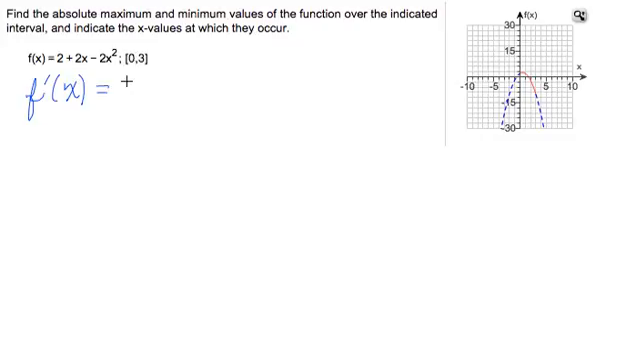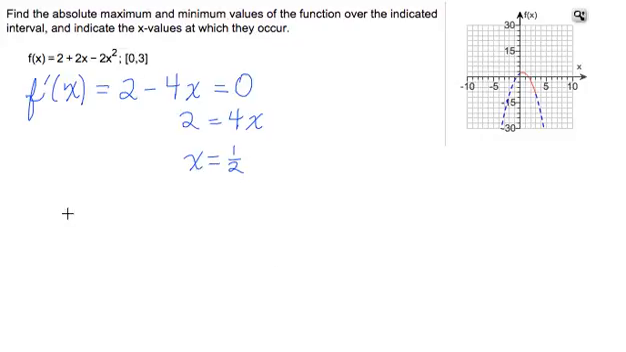Okay, so first we need the derivative. It's going to be 2 minus 4x. Critical values occur where this doesn't exist, which this is a simple line, so it exists everywhere, or where it equals 0. So we get x is 1/2, and that does look like probably right there is that little maximum. So that looks correct.